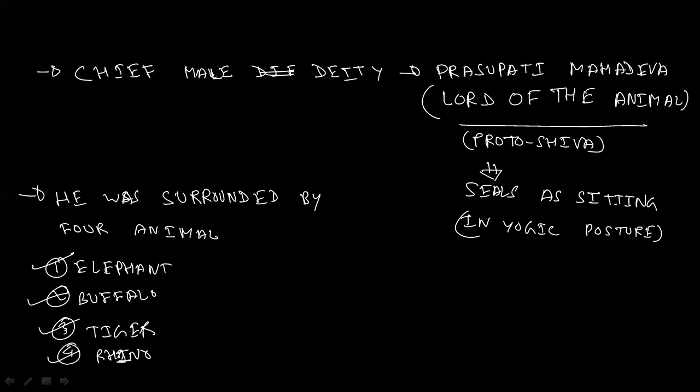Elephant, buffalo, tiger, rhino, and now two deer. That means he is surrounded by these four animals, and two deer appear at his feet.